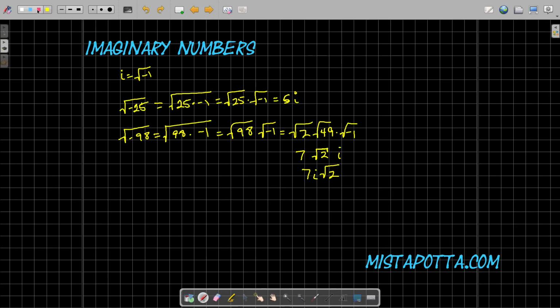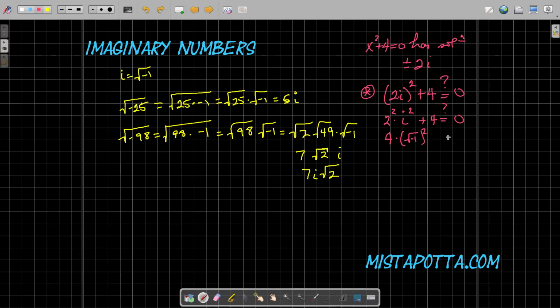Now, something I want to do as an aside is take the solutions. We said that x squared plus 4 equals 0 has solutions plus or minus 2i. So let's take a look at what happens when I substitute this into the equation. If I take the positive 2i and square it and add 4, the question is, do I get 0? Well, when I square terms that are multiplied by each other, I can say that this is 2 squared times i squared plus 4. And my question, of course, is: is this equal to 0? Well, this is 4, and this is the square root of negative 1 squared.